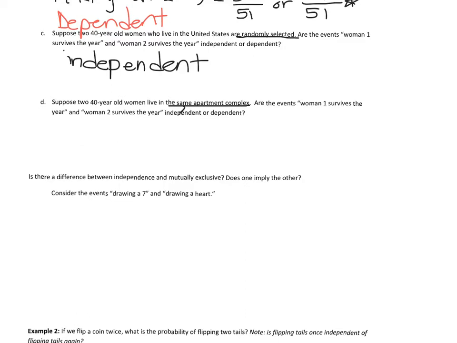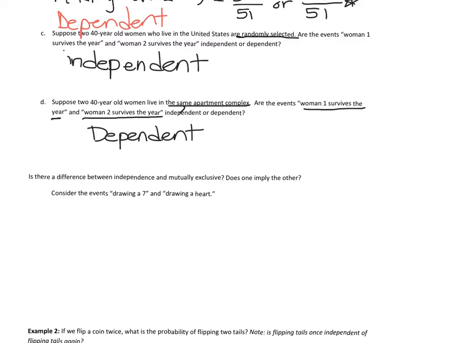So the event that woman 1 survives the year, well, if she dies for whatever reason, that could put woman 2 at risk. So that's going to affect the probability. So in this case, because it's not random, because they're related now, it's dependent.